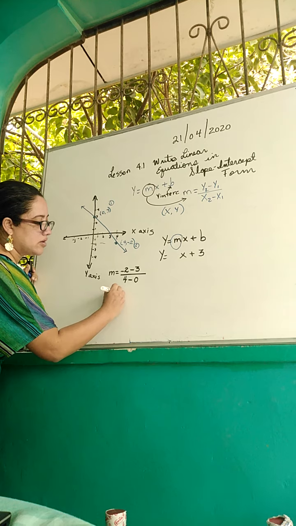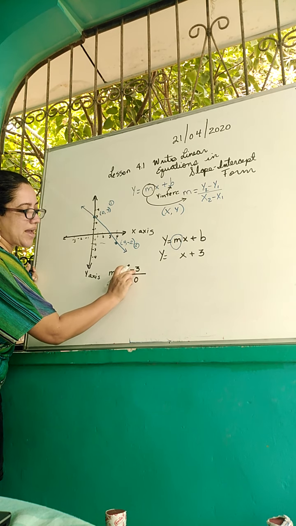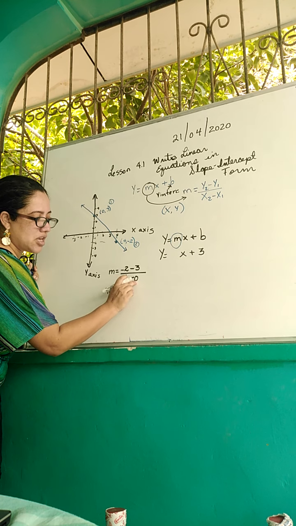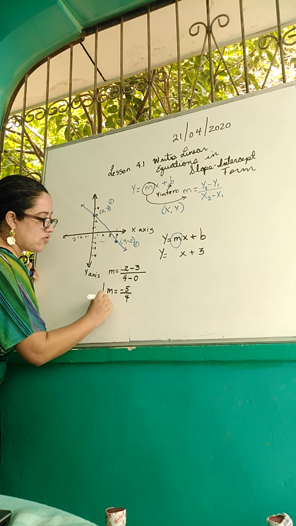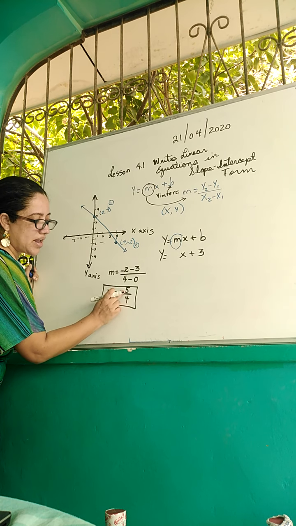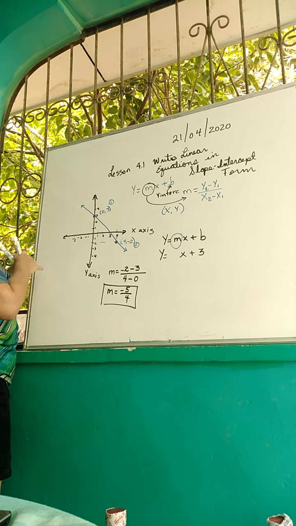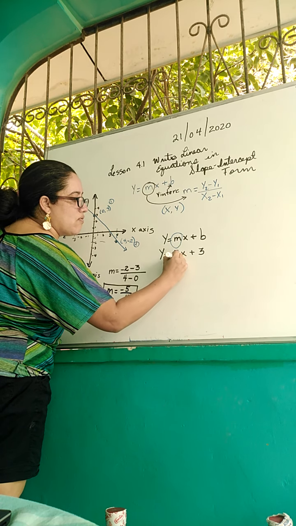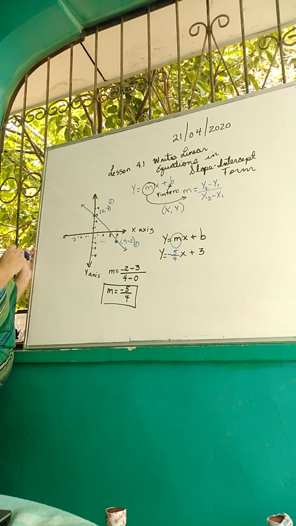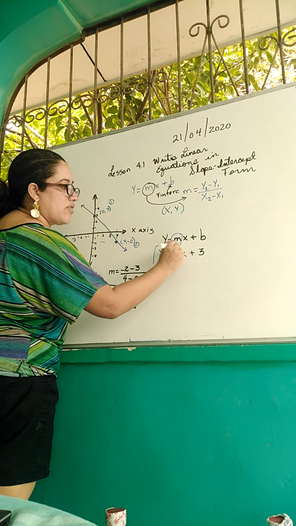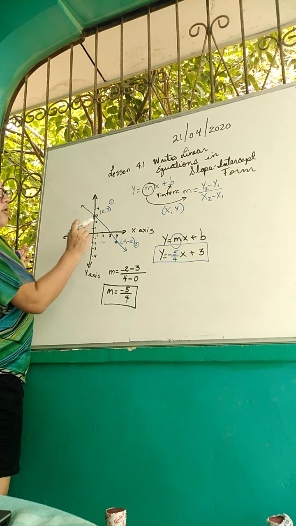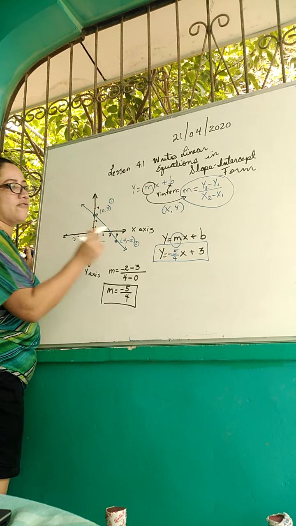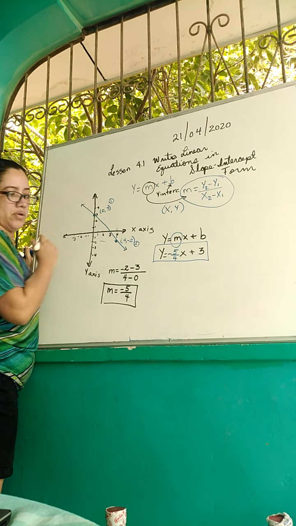What is our slope? So let's see. Negative 2 minus 3 is negative 5. And what is 4 minus 0? It is 4. So this is your slope: negative 5 over 4. Vieron? It is not hard. The only thing is that you have to be careful whenever you use this formula in order to get the correct slope.